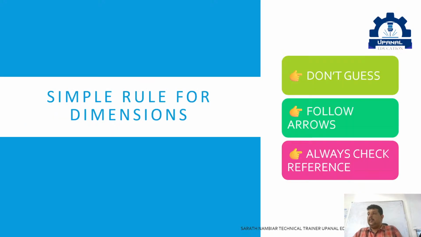Now, let me give you one simple rule. Never guess your dimensions. Always follow what the drawing tells. Look at the arrows, look at the reference points, and then understand the value. If you follow this one habit, most of your mistakes will disappear. Because in drawing, clarity is everything. And clarity comes from careful observation, not speed.